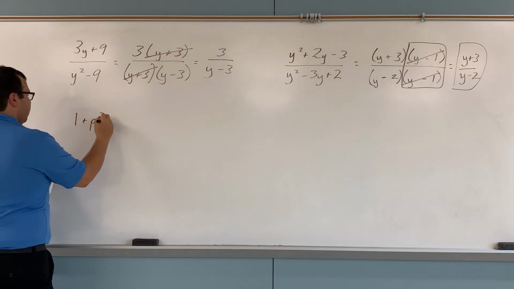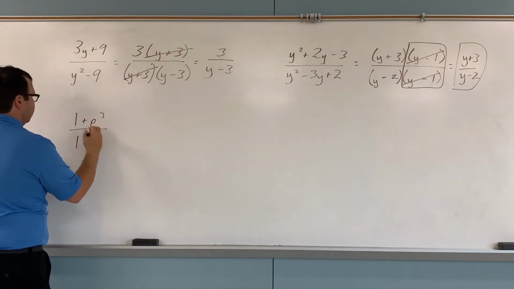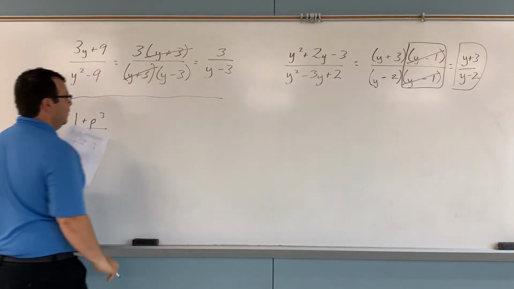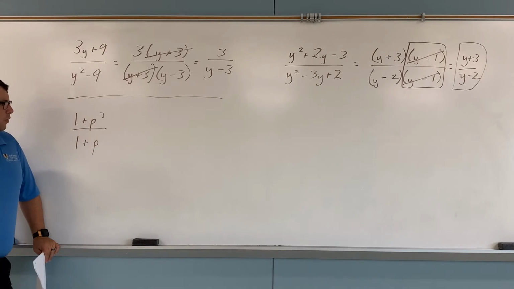I have 1 plus p cubed over 1 plus p. Get my little dividing line in there. All right, well, that denominator definitely doesn't factor. It's just 1 plus p. That's as simple as it gets. What about that numerator, though? 1 plus p cubed. It's almost like it's a sum of squares.